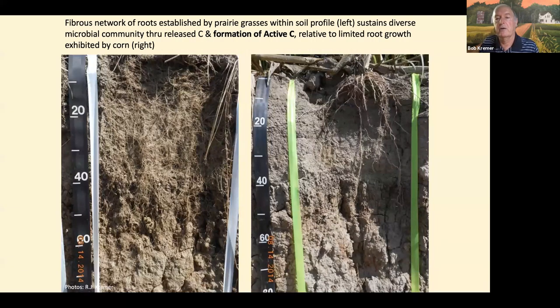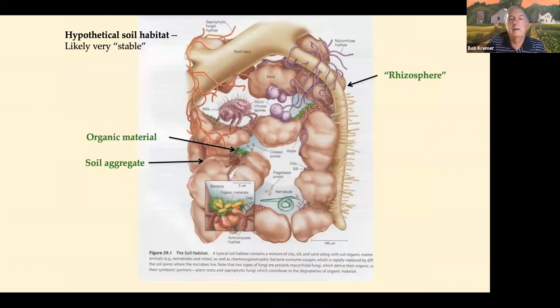One of the reasons why corn is grown on such a landscape here, it has to be fed a lot of synthetic fertilizers as compared to the prairie grass, which is getting a lot of its nutrients from the biology of the soil.